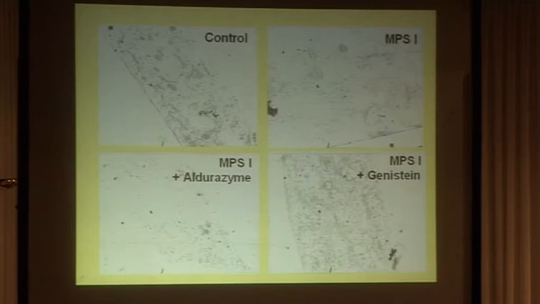And the same you can observe at the level of cells. This is electron micrographs. So you can see in untreated cells there are several inclusions.